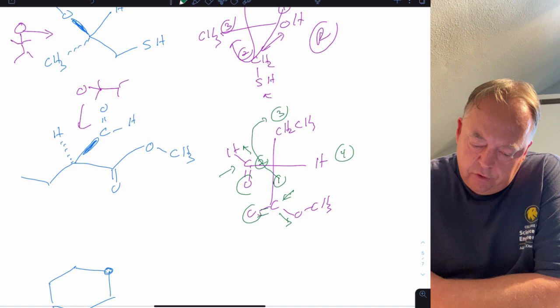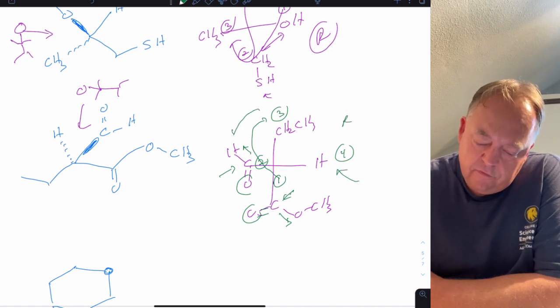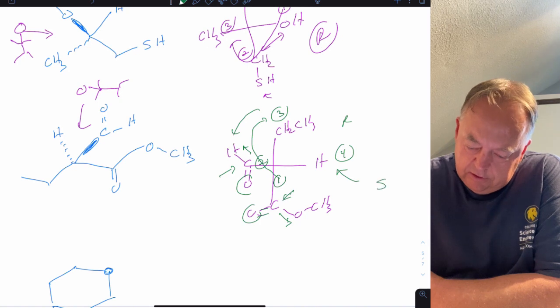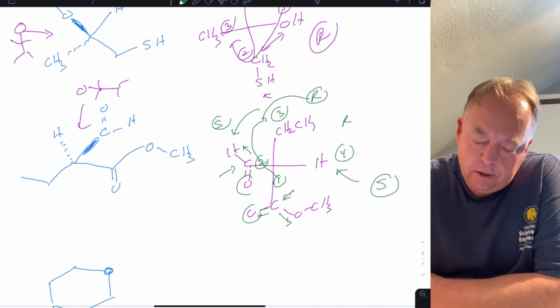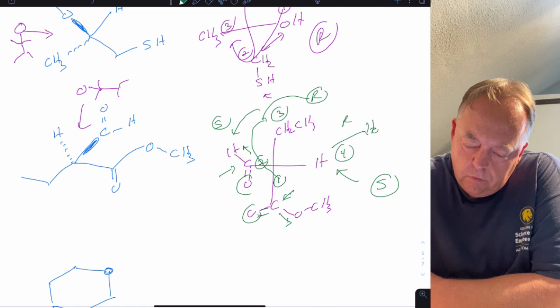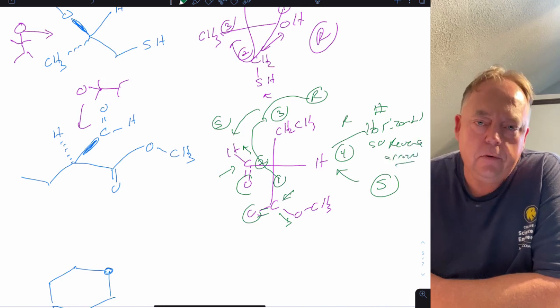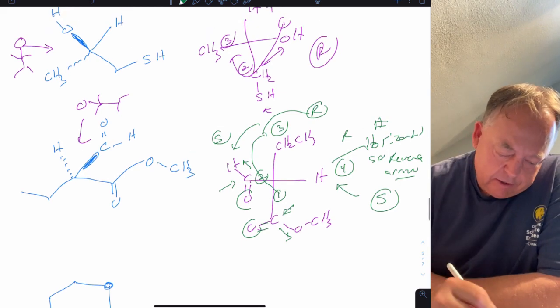And so 1 to 2 to 3 is clockwise, but 4 is horizontal, so we have to reverse the arrow. So this is going to be S. So it would normally initially be R because the arrow's clockwise, but 4 is horizontal. So reverse the arrow.